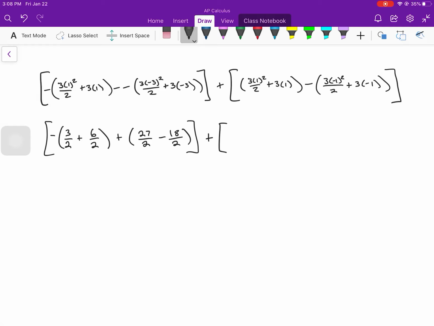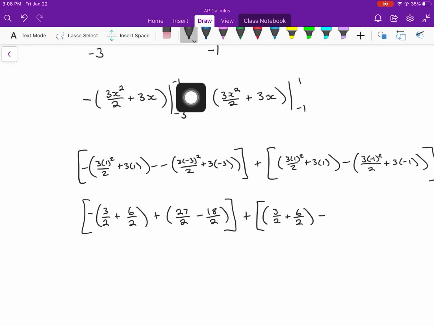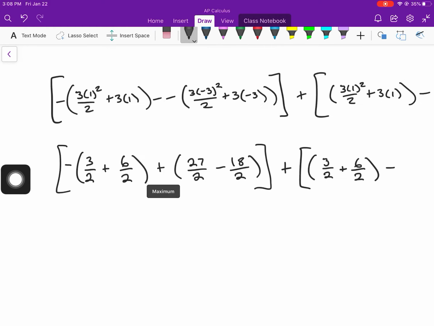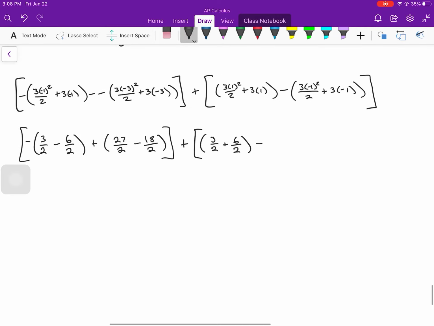Plus, we'll have 3 over 2 plus 6 over 2. So that's kind of the same. I think I messed something up here. Yeah, I did. -1 is what should have got plugged in. Yeah, -1 should have been plugged in right here. Won't change much, just changes to a minus there.